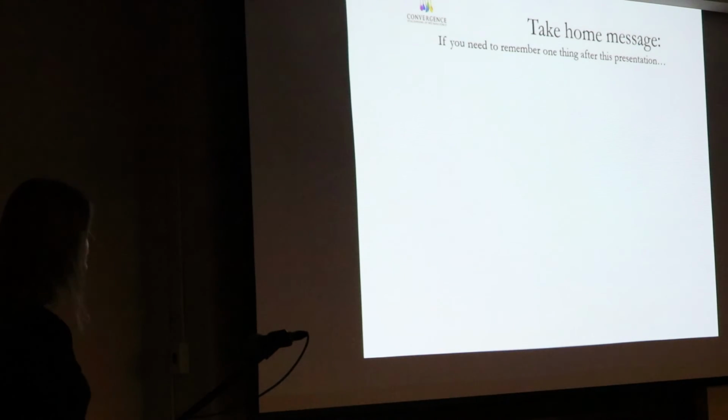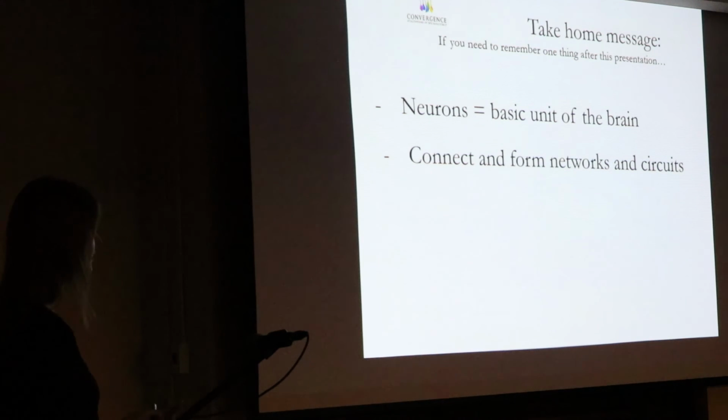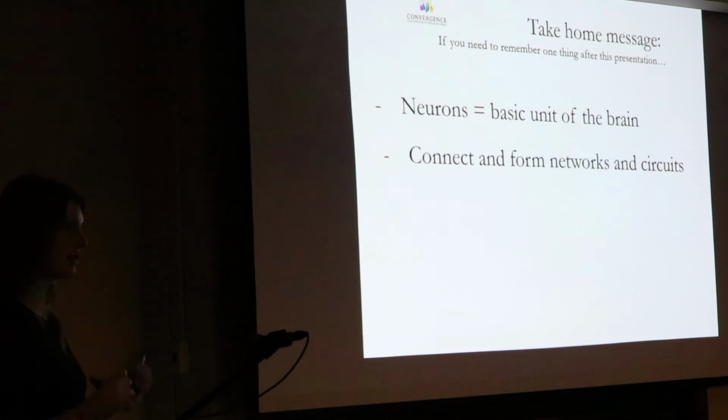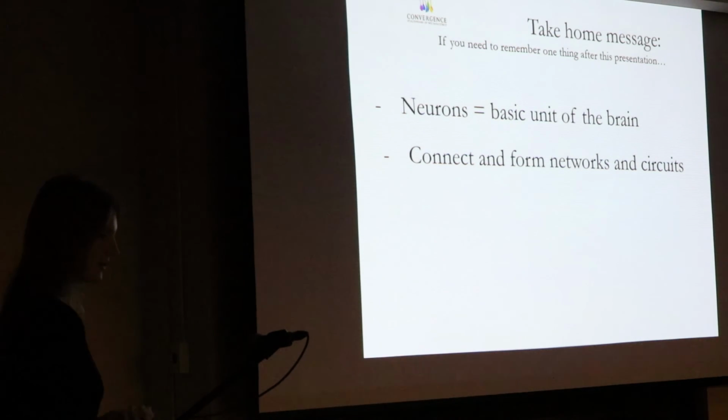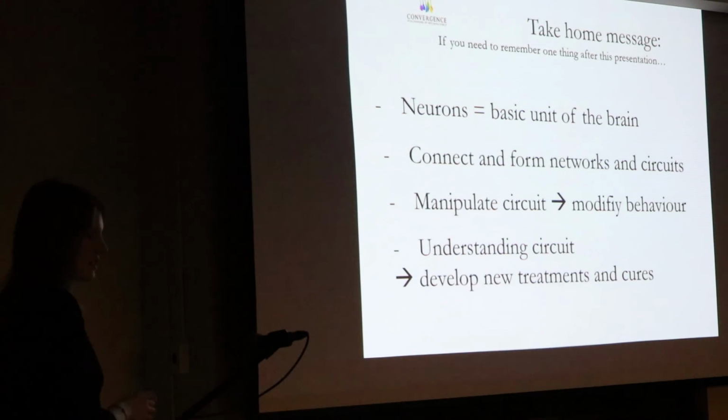The take-home message, so if you need to remember one thing from everything we said today: neurons are the basic units of the brain. They connect and they form networks and circuits, so we study networks and circuits in order to understand how behavior works, how the organisms work, and then manipulating the circuits can modify the behavior, like we did in the fly, and understanding those circuits can help develop new treatments and cures for people that have defects in translating the information from the brain to the rest of the body.